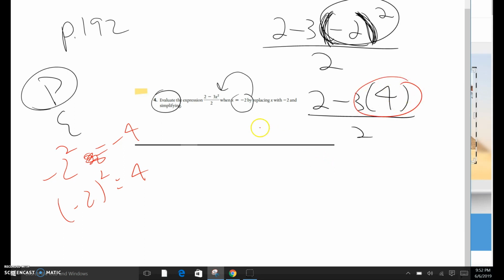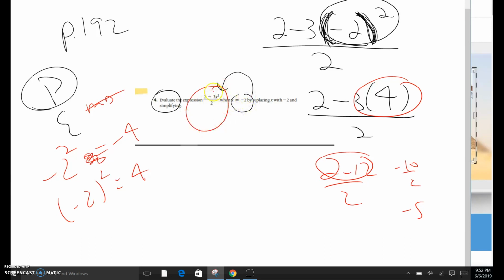Okay, next I'm going to multiply. Multiply and divide are tied left to right. So I'm going to get 12, and then I'm going to subtract and get a -10, and -10 divided by 2 is a -5. So when you have a formula you're subbing in, you're going to do order of op, and that's why we use this a lot in statistics and math for liberal arts.